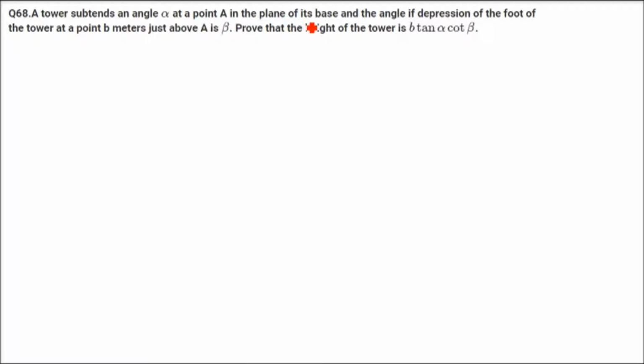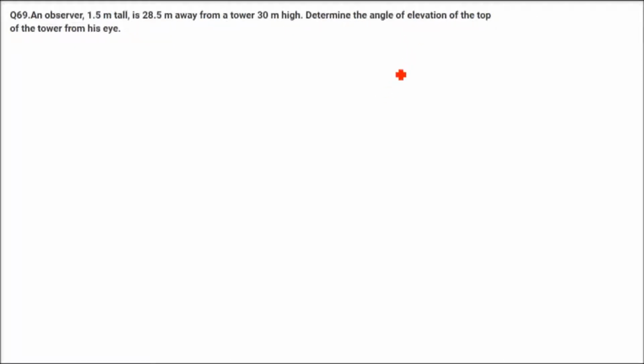A tower subtends an angle alpha at a point A in the plane of its base, and the angle of depression of the foot of the tower at a point B meters just above A is beta. Prove that the height of the tower is B tan alpha cot beta. So the scenario here is, there is a tower. It subtends an angle alpha at a point A in the plane of its base, and the angle of depression of the foot of the tower at a point B meters just above A.